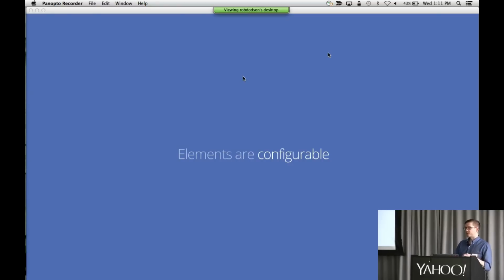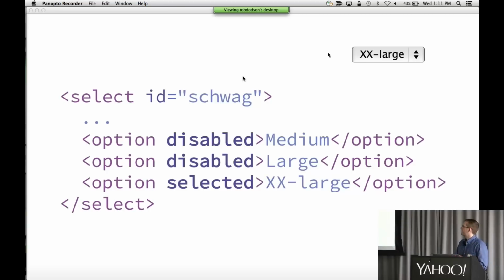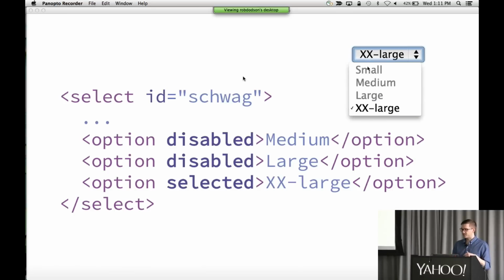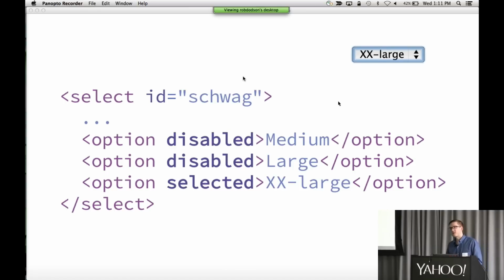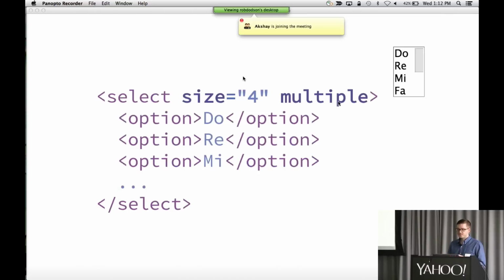Elements are also configurable. So again, working with select, if we just add a disabled attribute to a few of its children, then it's very easy to change the behavior of the select element. And we've now changed also the appearance. So all of its option children are now grayed out. With a selected attribute, we're able to default to this extra large element, right? So we don't have to write any JavaScript to make this happen. We don't have to write any cool CSS to make this happen. We just configure the element and we get some new behavior.